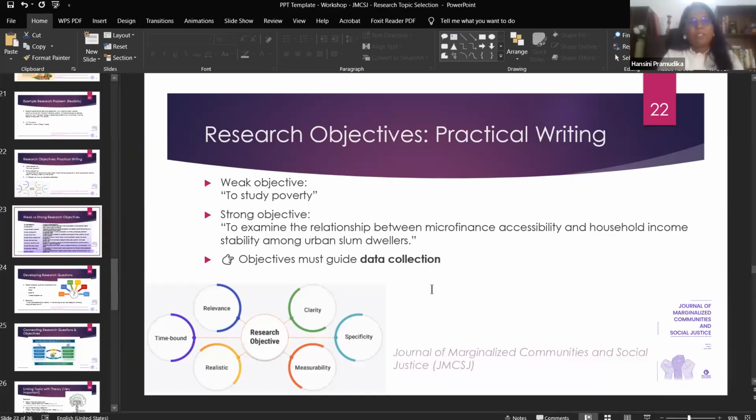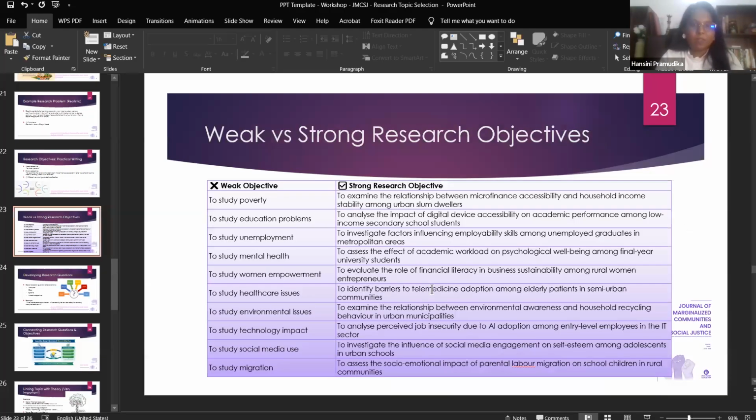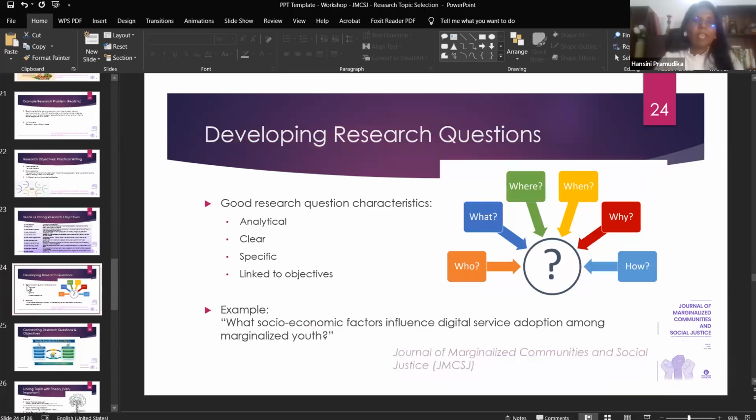Okay. Weak versus strong research objectives, right? So you can read this out, because there are 10 real life research ideas with weak objectives and strong research objectives, right? Okay. And developing research questions.